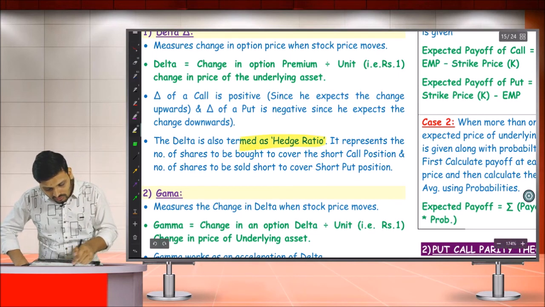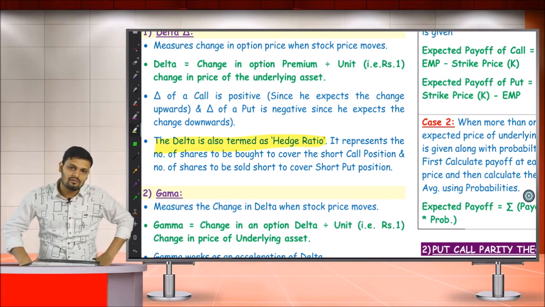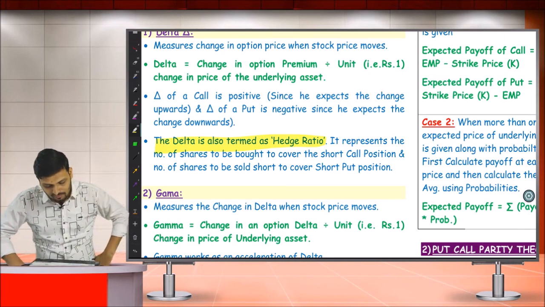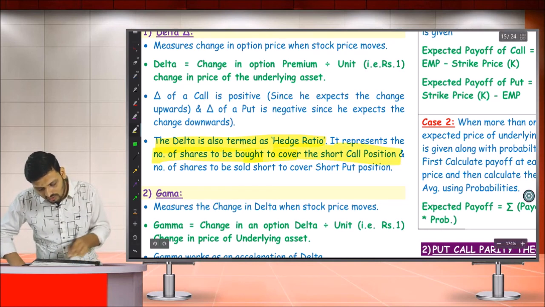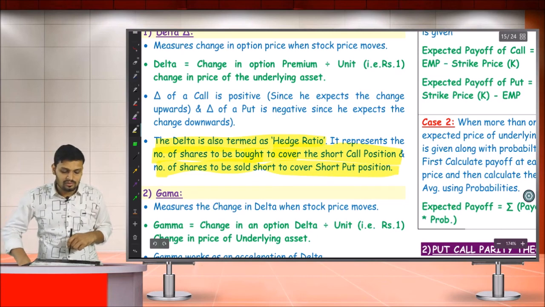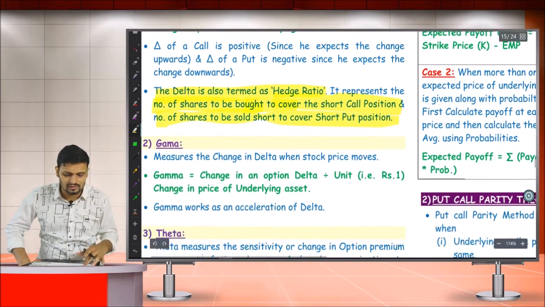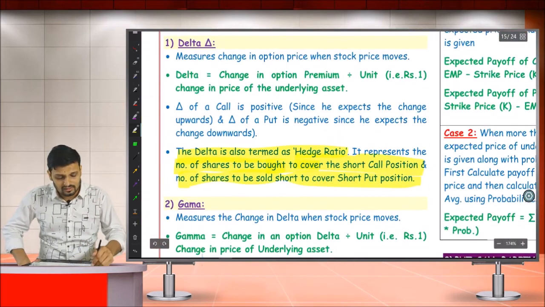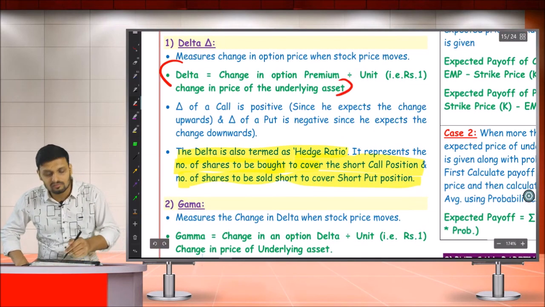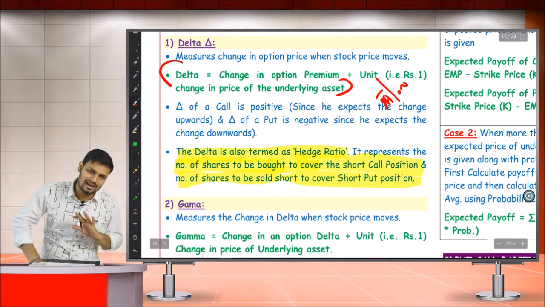Delta ratio is also called the hedge ratio. Very important. This formula, we will also use in one more chapter, portfolio management. It represents the number of shares to be bought to cover the short call position and the number of shares to be sold to cover the short put position. Don't worry about all these, not tested at all. You just need to understand this formula, and I already explained what this formula is. For 1 rupee change in the share price, how much will be the change in my option premium? That is all about delta.